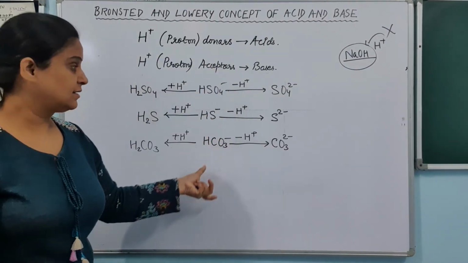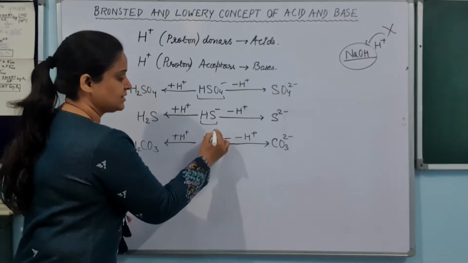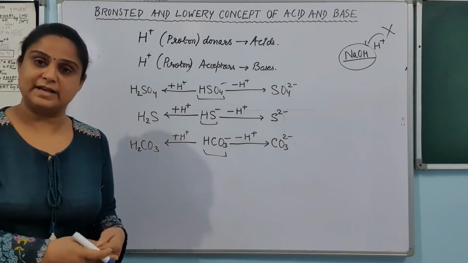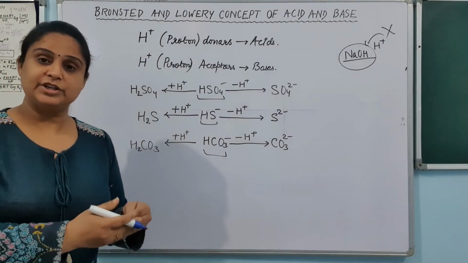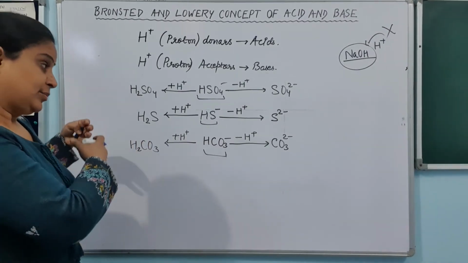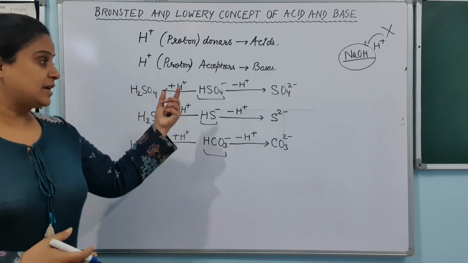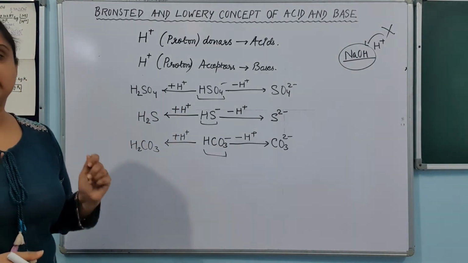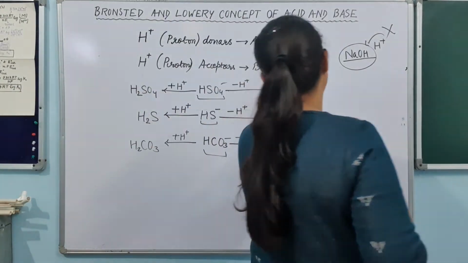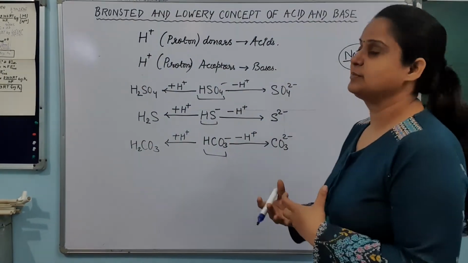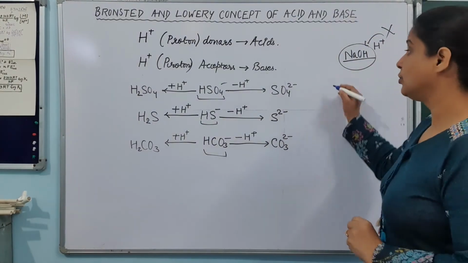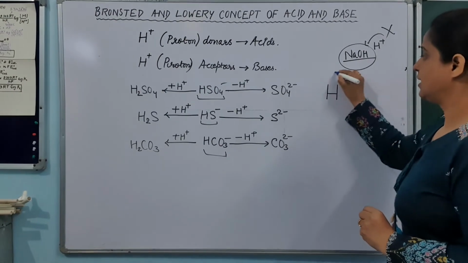It is working as an acid here because it is losing the proton. Hence, these species, and these types of species, which have the tendency to behave like an acid by the donation of proton, as well as like a base by the proton acceptance, are known as amphoteric species. Is it clear? Now one thing we have to understand here: whenever we talk about the conjugate acid base pair, the conjugate acid and base pair differ from each other by only an H plus ion.